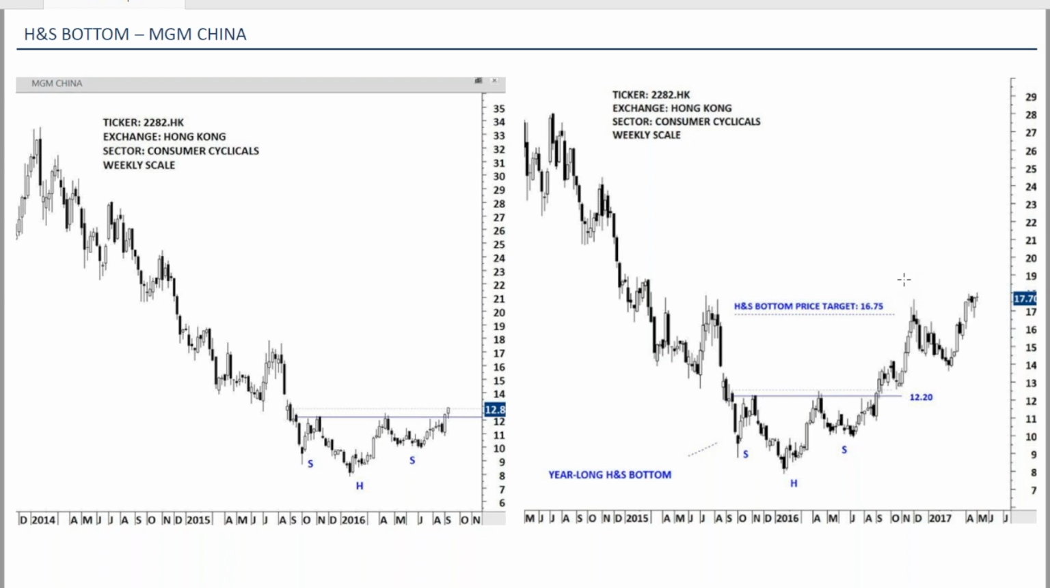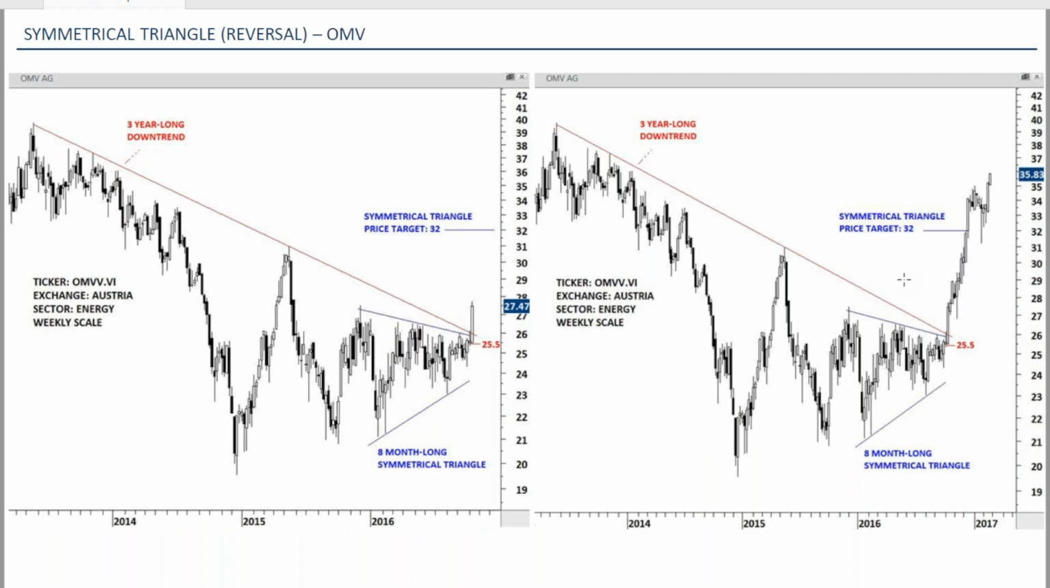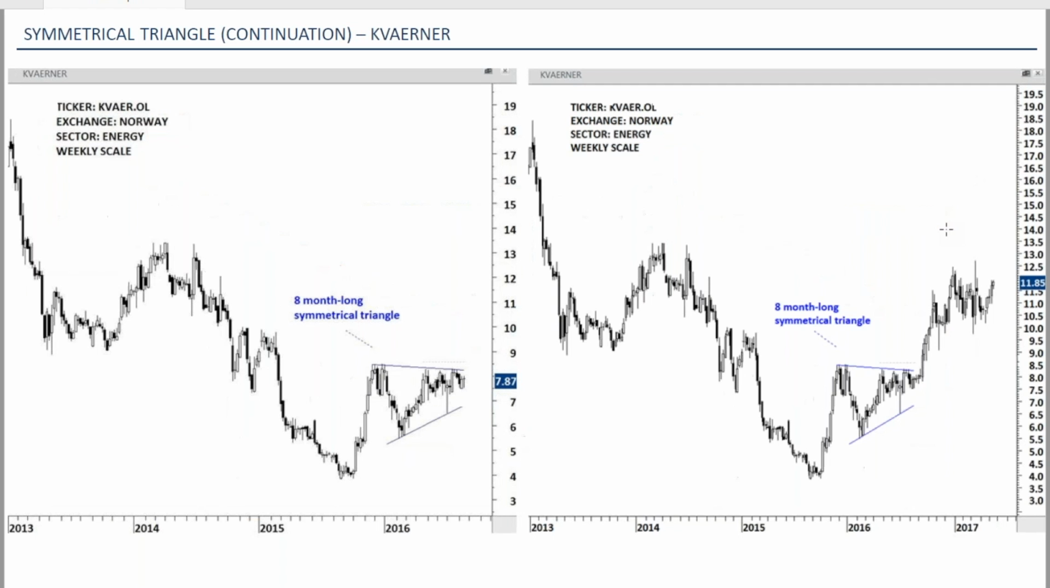chart pattern price target. We have different types of symmetrical triangles. Obviously, symmetrical triangles are usually found as continuation chart patterns, but when they appear as reversal chart patterns, we take notice and we also issue an alert. A symmetrical triangle as a reversal appeared on OMV Energy Company. This is in Austria, in European exchanges. So the alert was issued at this breakout week, and the stock price reached its chart pattern price target. This was a good energy play after breaking out of an 8-month-long symmetrical triangle.